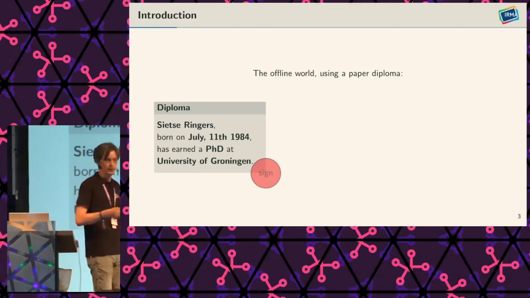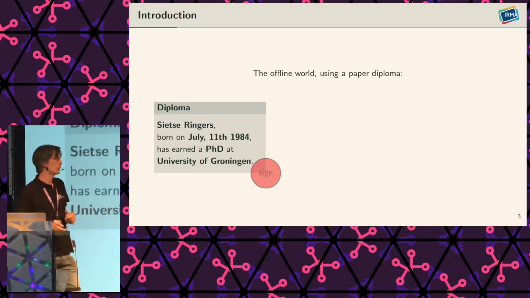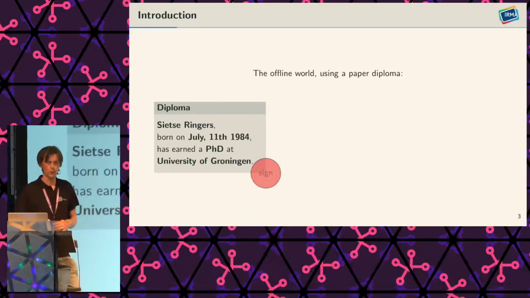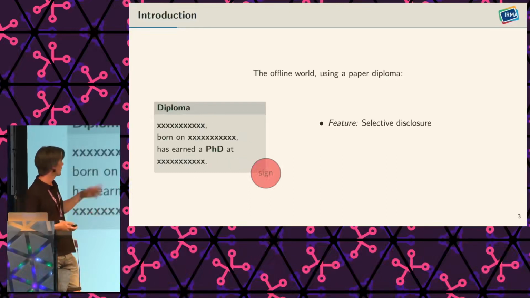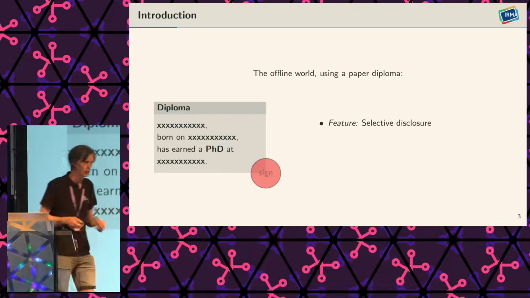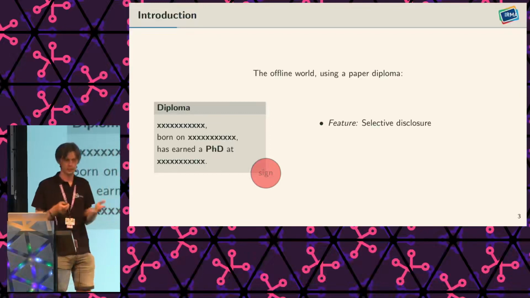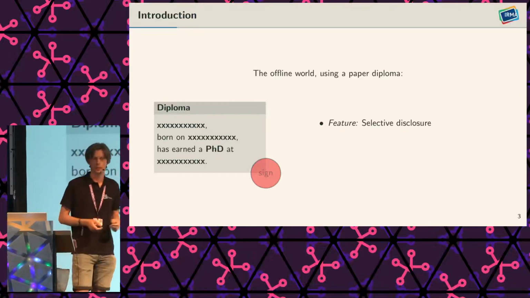That might be cool, right? What we could do is make a copy of it, just using a copy machine, you know, the old-fashioned things, and then scratch out some of these things, right? Because perhaps for the job that I apply to, it's not particularly important what my exact name is. It's just important that I have a PhD, right?